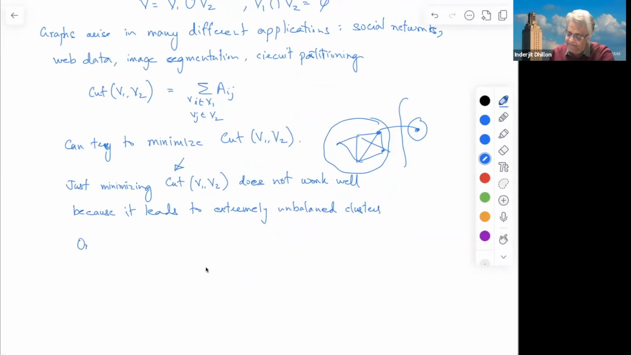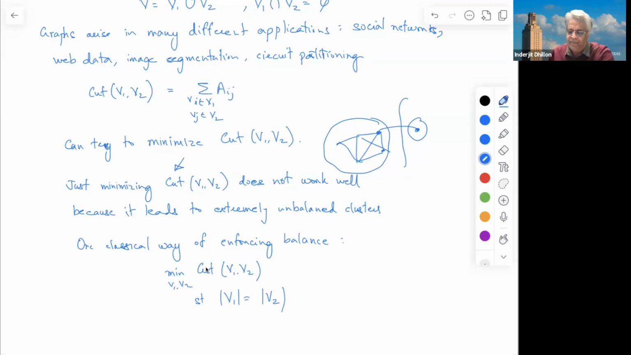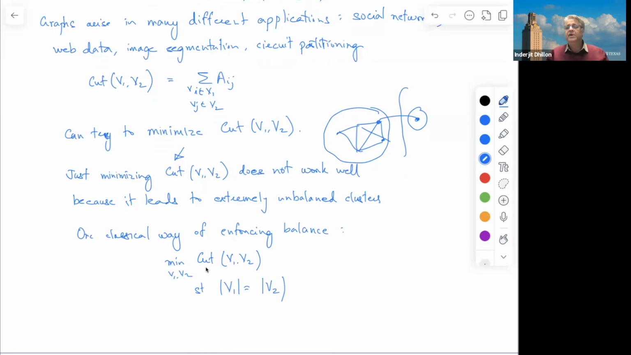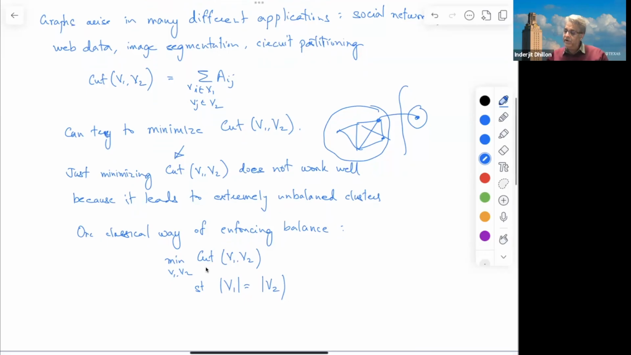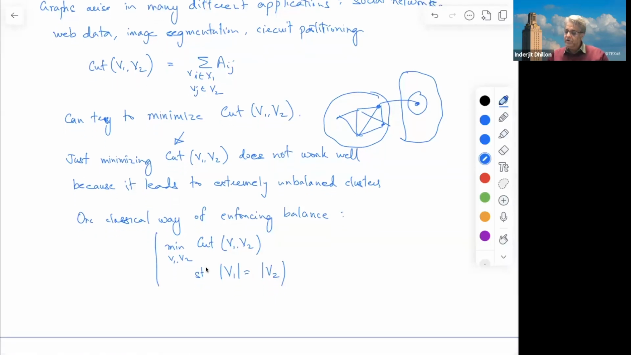One classical way of enforcing balance is to do the following. I can say that I want to minimize the cut between V1 and V2, and assuming an even number of vertices, I would want the size of V1 to be exactly equal to the size of V2. So this is saying that I want my clusters to be exactly balanced. We are going from one extreme, where we can get very unbalanced clusters, to a problem formulation where you enforce that the clusters are equal in size.